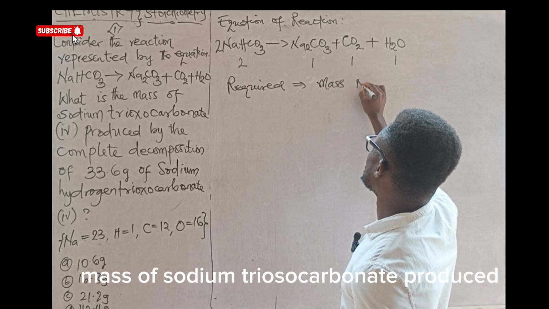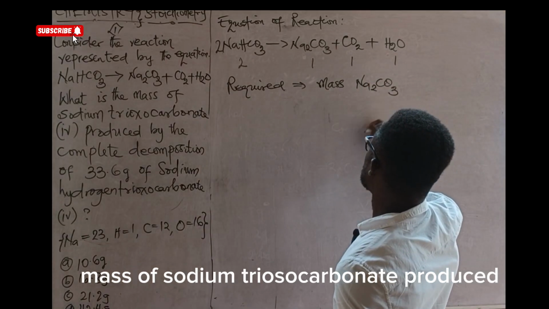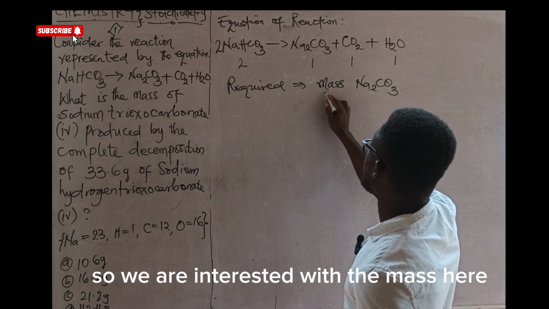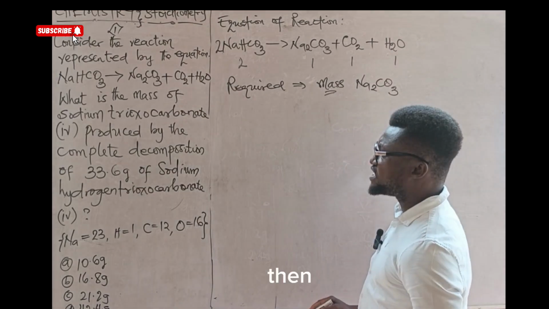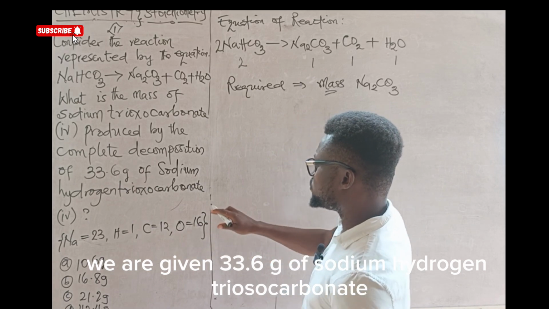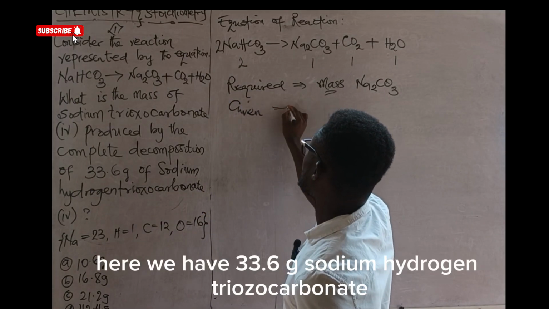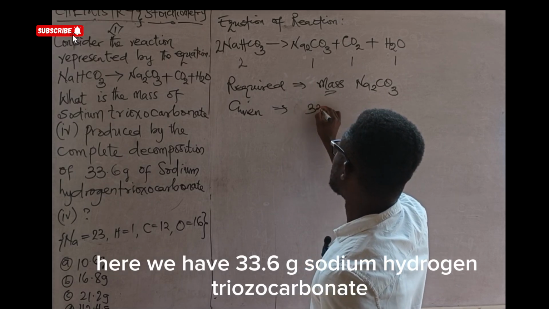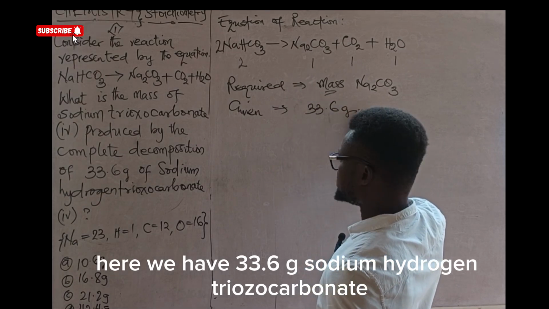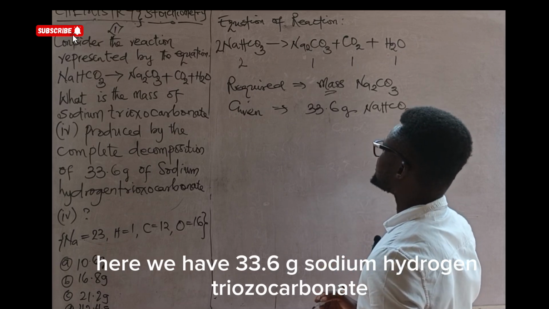mass of sodium carbonate produced. So we are interested in the mass here. Then we are given 33.6 grams of sodium hydrogen carbonate. So the given here, we have 33.6 grams sodium hydrogen carbonate.